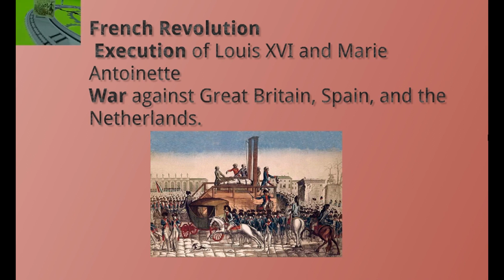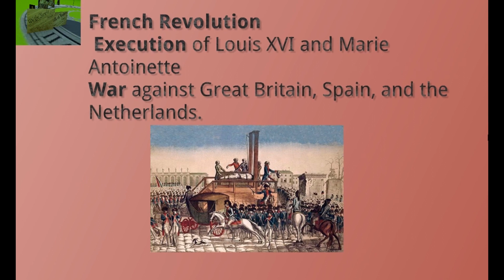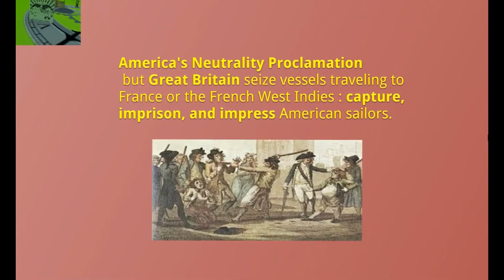So war between France and Great Britain and even Spain is going to constitute a problem for the United States, because the United States does not want to get involved in these conflicts. It is not well prepared to fight any European power, France or Britain or any other power, and also it wants to maintain some economic advantages with all these nations. So neutrality is going to guarantee the economic benefits.